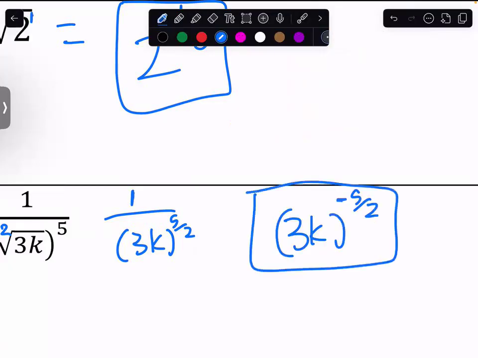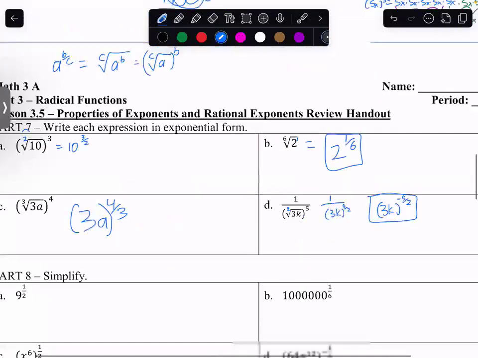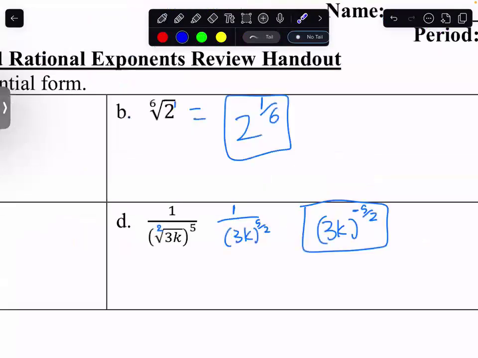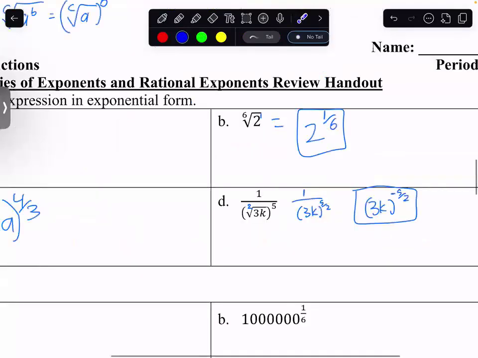Again, I know on the front page I told you, don't leave negative exponents in your final answer. But for this section, I specifically said give your answer in exponential form, which means that you have to use the negative exponent.